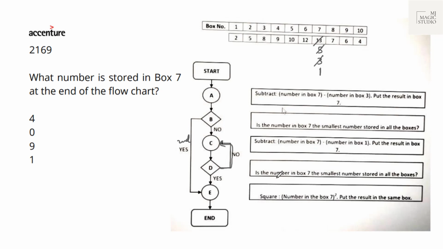Now again we go to D. Is the number in box 7 the smallest? Yes, the number in box 7 is the smallest. We go to step E. Square the number in box 7, 1 squared, and put the result in the same box. This one will become 1. Now what is the number stored in box 7 at the end of the flowchart? That is 1. Option D is the pick.